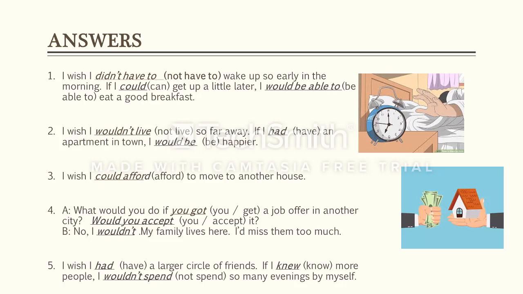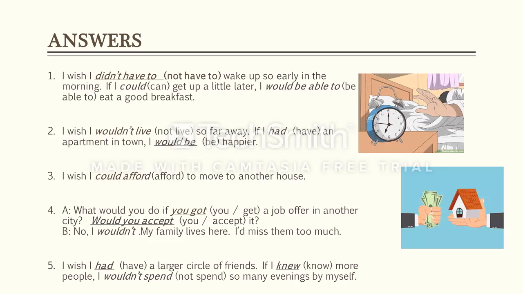let's see the second one. The answer would be, I wish I wouldn't live so far away. If I had an apartment in town, I would be happier. So, wish obviously accepts a past tense. That's why I put wouldn't live. Then you have the conditional if I had. Had is past, and then you use the would. Remember? Okay, would be happier. Okay, so at the end, I wish I wouldn't live so far away. If I had an apartment in town, I would be happier.